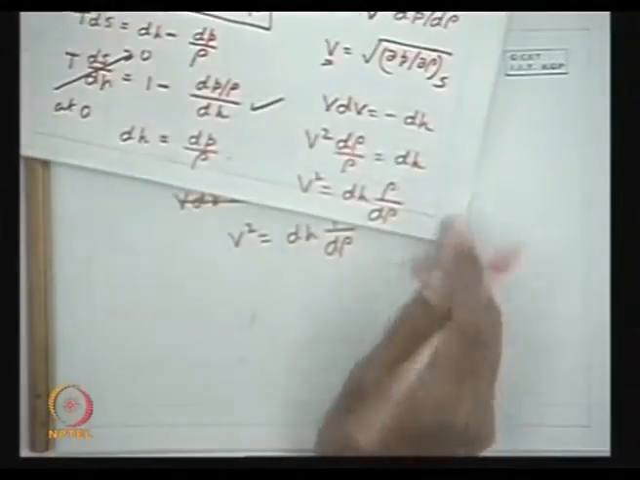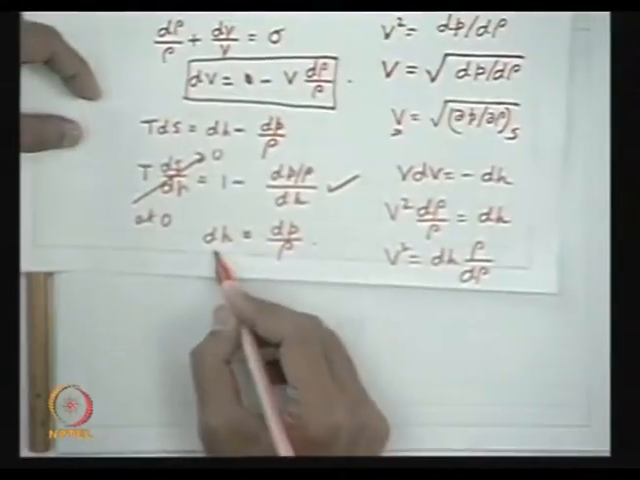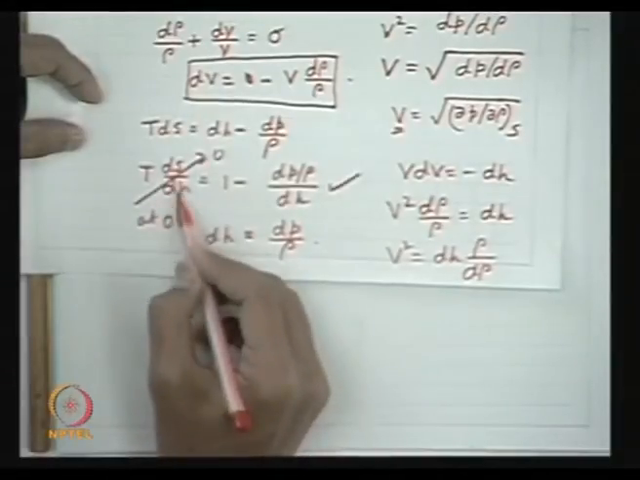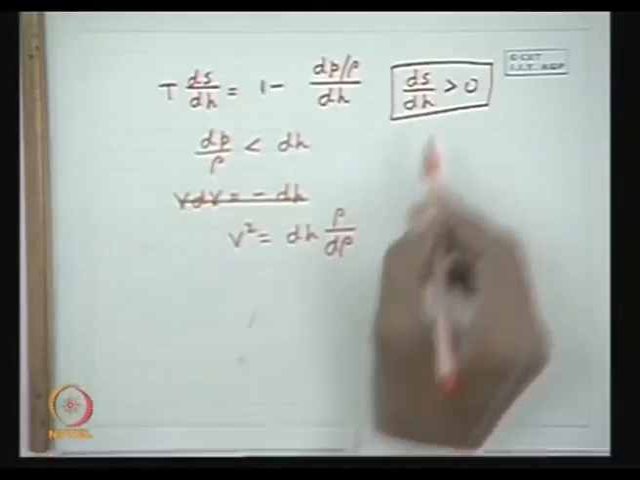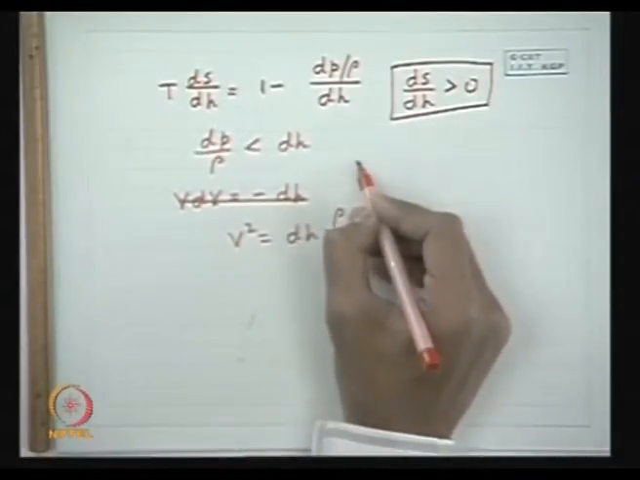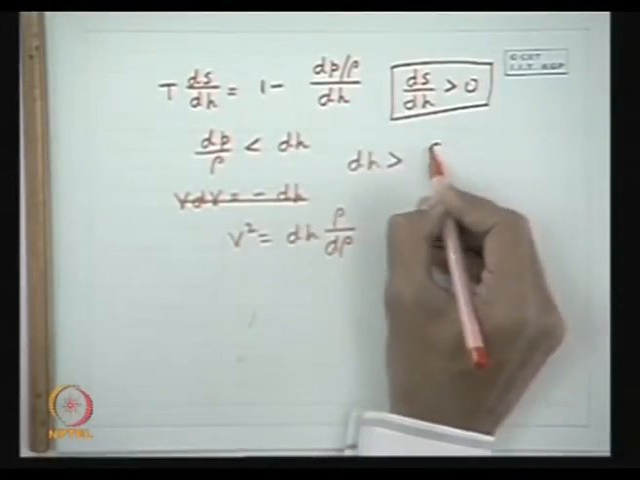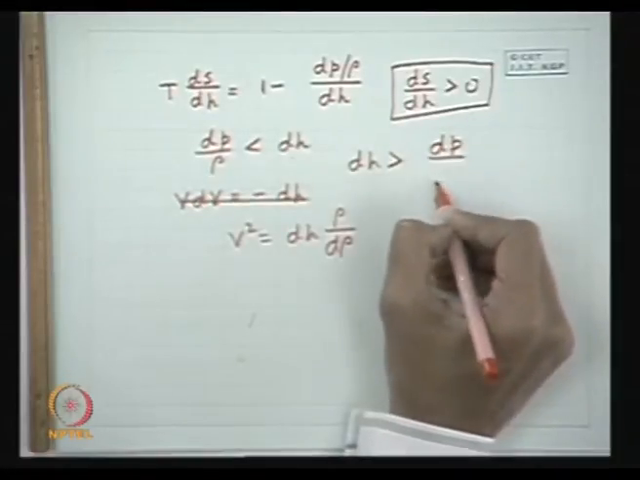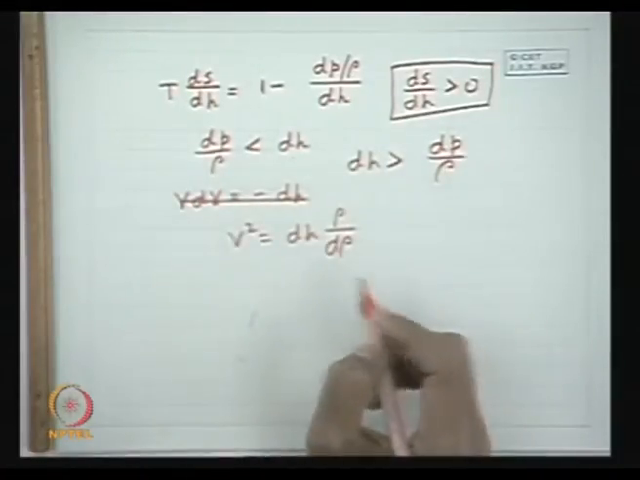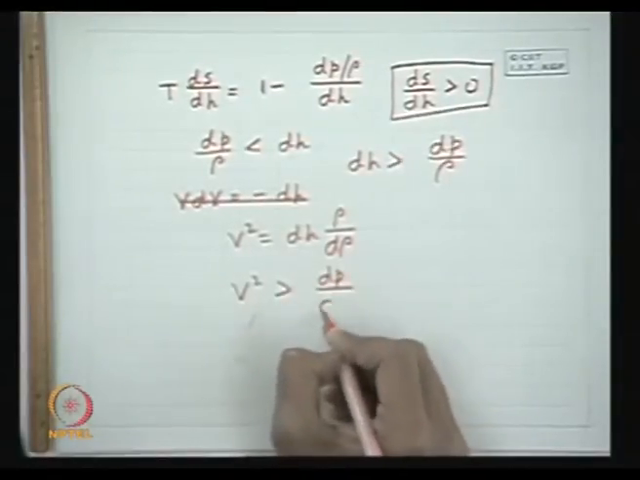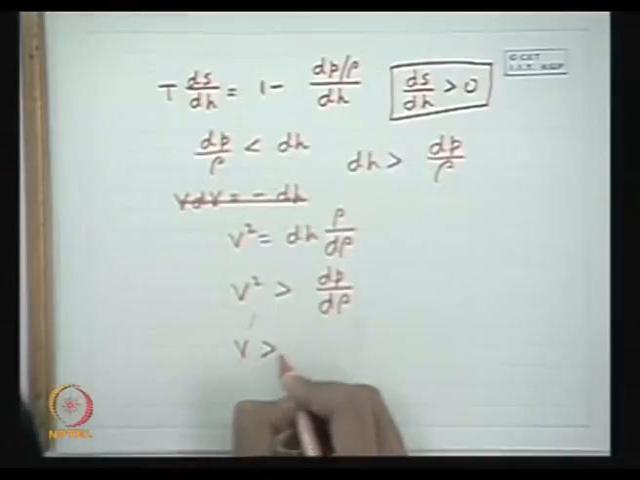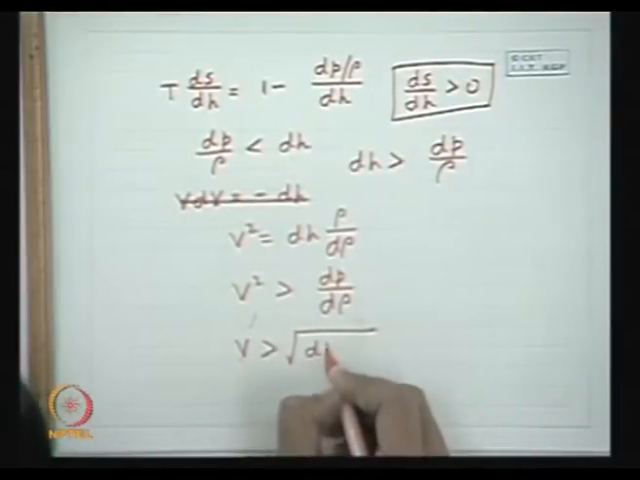In the earlier case we had dH equal to dP by rho, when ds dh is 0 at the point O. So it becomes dp by rho, but in this case dh is greater than dp by rho, because dp by rho is less than dh. So V square is greater than dp by d rho. That means V is greater than root over dp by d rho.